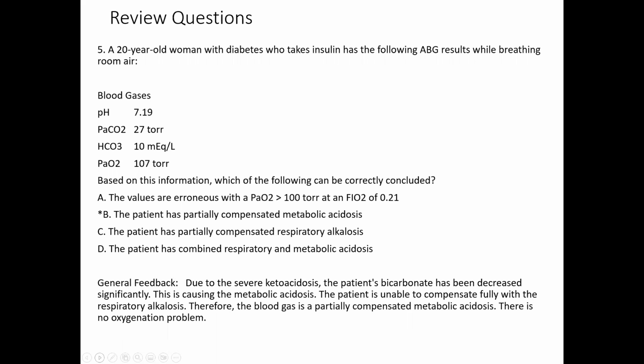20-year-old woman, diabetes, takes insulin, has the following ABG results, breathing room air. 7.19, so they're acidotic. PaCO2 is in the other direction, is compensating, but they have pretty much a raging acidosis. Bicarb is 10. So they're diabetic, so maybe they're in a diabetic crisis. Based on information, which of the following can correctly be concluded. In this case, the patient has a partially compensated metabolic acidosis. The explanation goes on to talk a very little bit about the exposure the patient has because of their underlying condition to a metabolic acidosis.